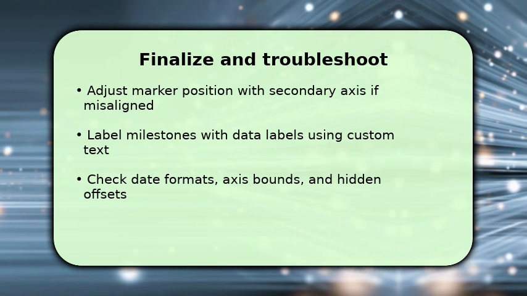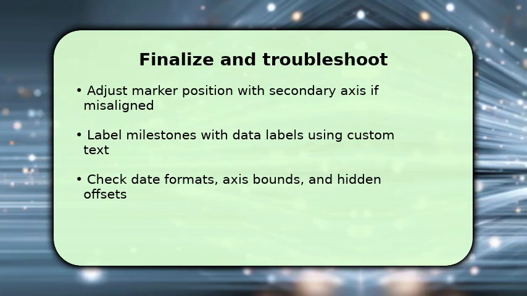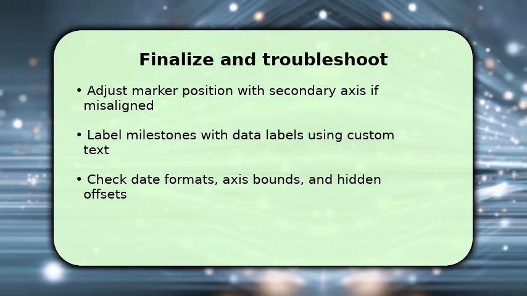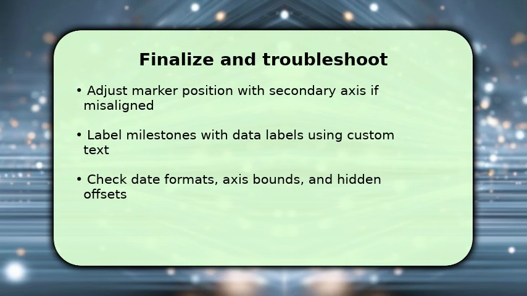If dates look wrong, verify cell date formats and axis minimum/maximum. Troubleshooting tip: if a milestone sits off-row, check for hidden offsets or unintended gap widths, and reset series plotting options.